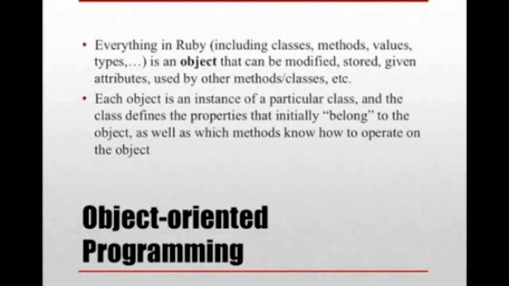So everything in Ruby is an object. That's why it's object-oriented. An object means it's just a thing that can be modified or stored or passed to functions or given attributes or just used as a thing that's passable between different other things in Ruby. Each object is an instance of a particular class, and the class that this object belongs to defines its intrinsic properties and maybe gives it an initial set of properties, and also means that there are a specific set of methods that can operate on this object.